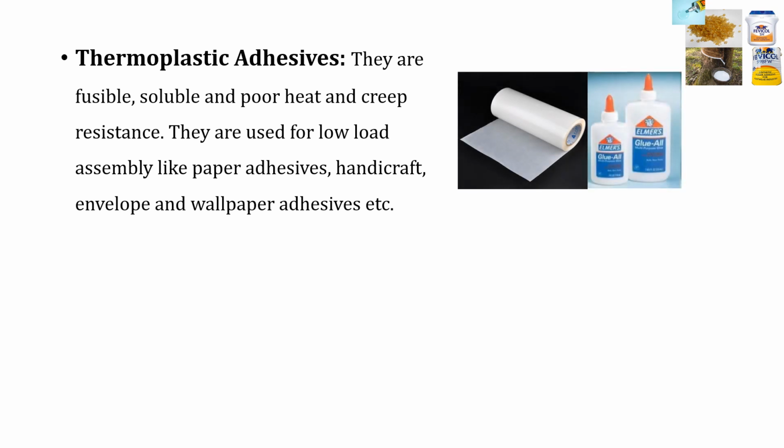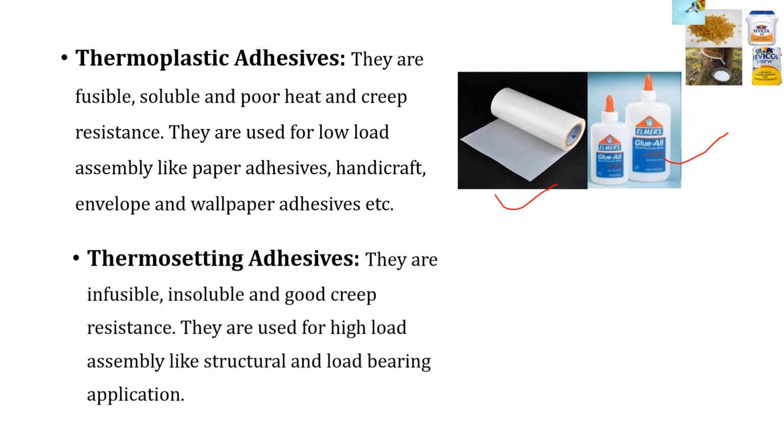Thermoplastic adhesives are fusible, soluble, with poor heat and creep resistance. They are used for low load applications like paper adhesives, handicrafts, and envelope and wallpaper adhesives. As you see in the figure, examples of thermoplastic adhesives are normal glue, which we use to join paper, or tape, which we use to join packaging or papers. So these are examples of thermoplastic adhesives.